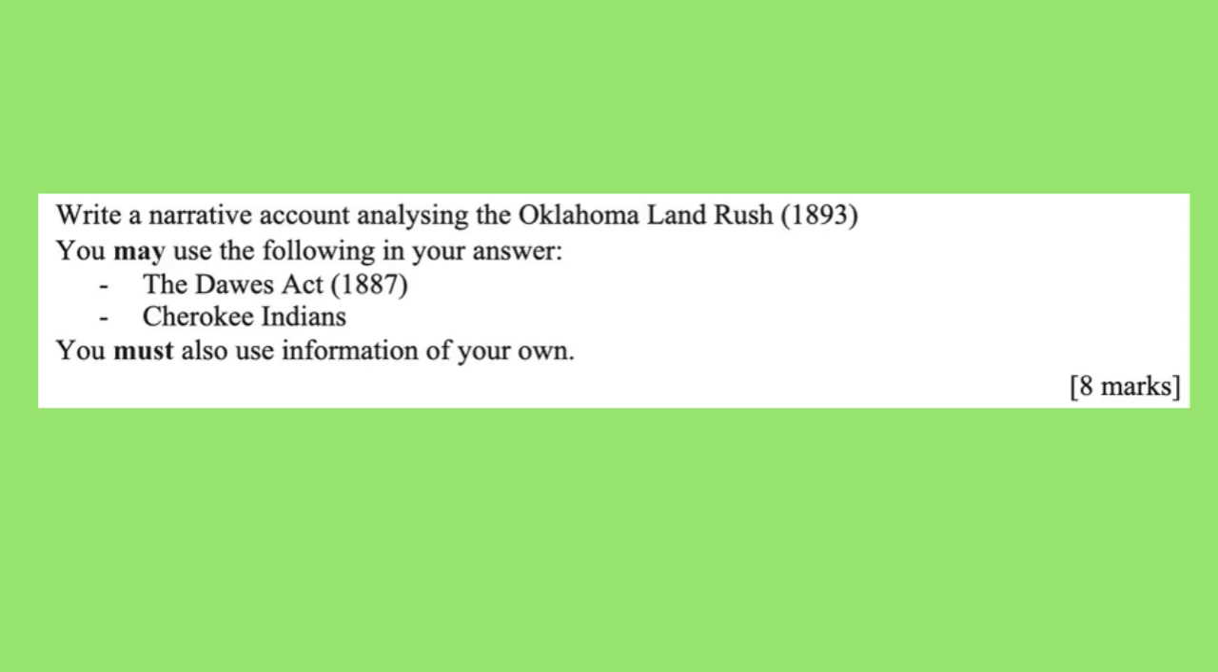Write a narrative account analysing the Oklahoma land rush of 1893. You may use the following in your answer: the Dawes Act of 1887, the Cherokee Indians. You must also use information of your own.